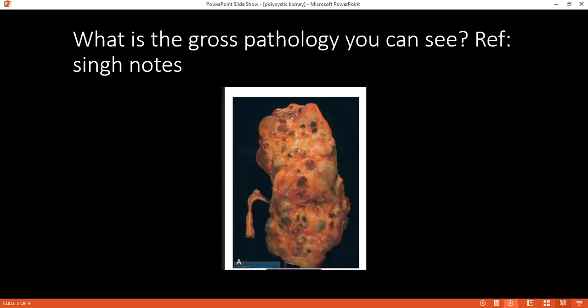Okay, can you please tell me what is the mode of inheritance in adult polycystic kidney disease? The mode of inheritance is autosomal dominant. Yes. Which genes are involved in it? The genes are APKD1 and APKD2. How is adult polycystic kidney disease different from childhood polycystic kidney disease?